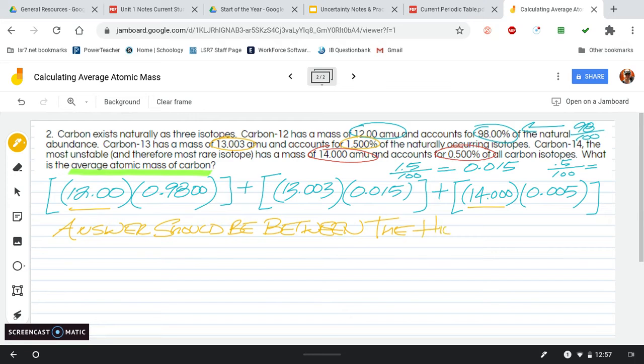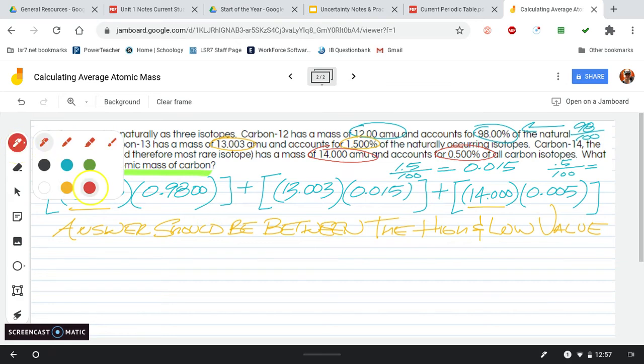So it's going to be between the high and low value. That could probably help you out when you're looking at your answer and you're saying, hey, what the heck, is this thing right or wrong? Well, that might help you figure it out.